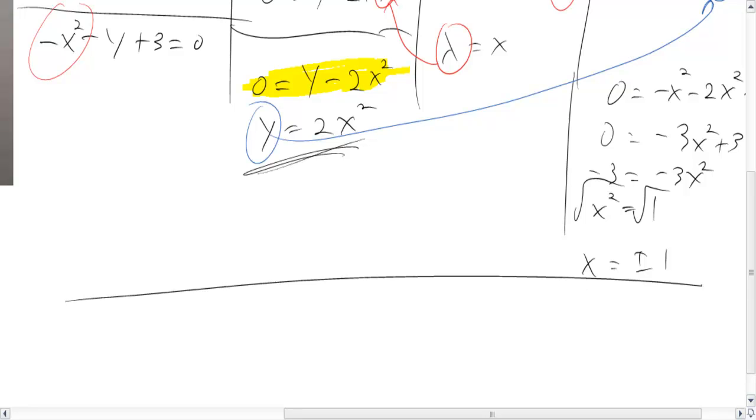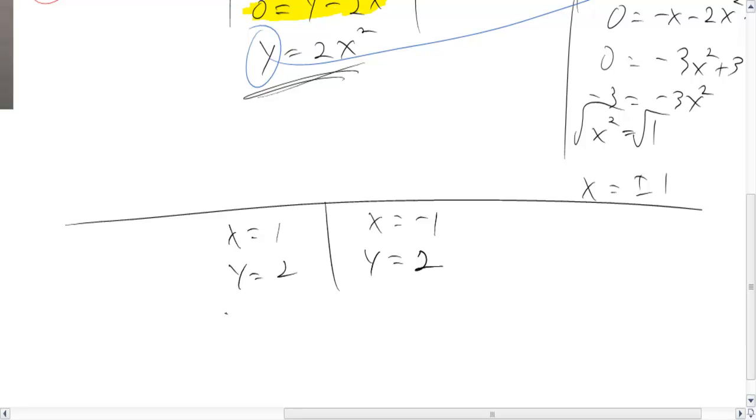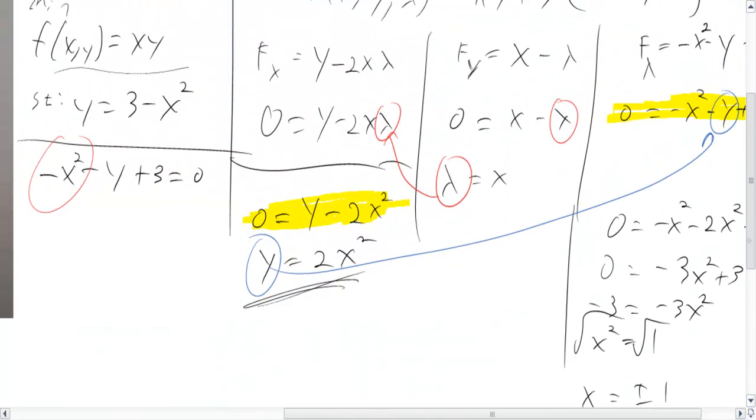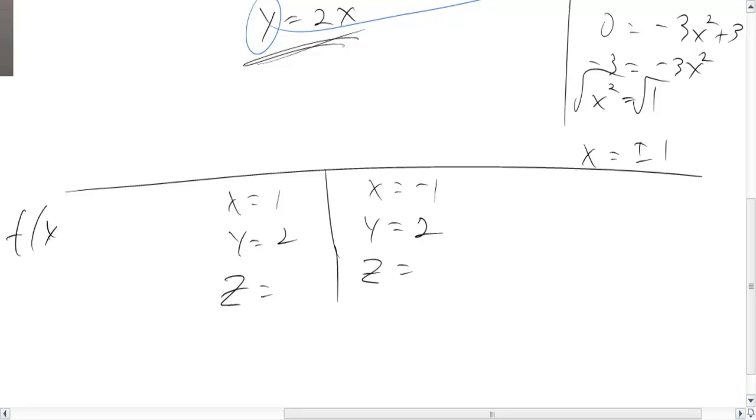When I use x equals 1 and substitute that in, I end up getting y equals 2. And then similarly, when I substitute in x equals negative 1, I'll end up getting y equals 2 because it's squared. Now I use these values, substitute them back into my original equation to find my z value, my output value. All the way back up to the beginning, it was x times y. So the function I'm subbing into is f of x, y equals xy. Now when I put these numbers in, I end up getting 2 and I end up getting negative 2.